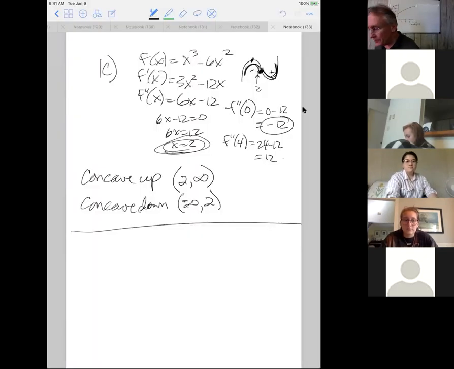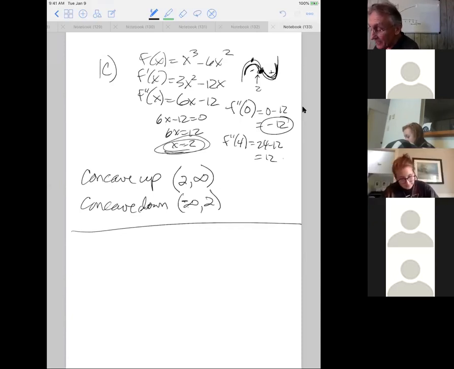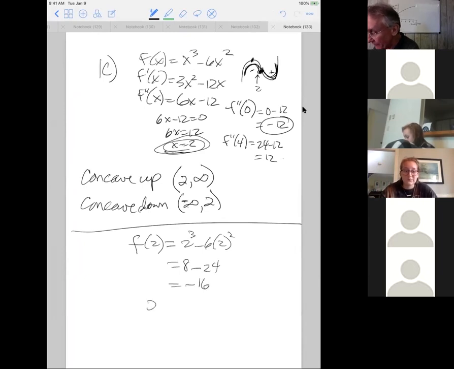Okay, so the situation is that several of you took the 2 where the point of inflection was and plugged it into the second derivative and got 0 back. That's always going to be the case for a point of inflection. It's going to be 0 when you plug it into the second derivative. So what you need to do is plug it back into the original function, which means you've got 2 cubed minus 6 times 2 squared, which equals 8 minus 24, which is negative 16. So the point of inflection is (2, -16).